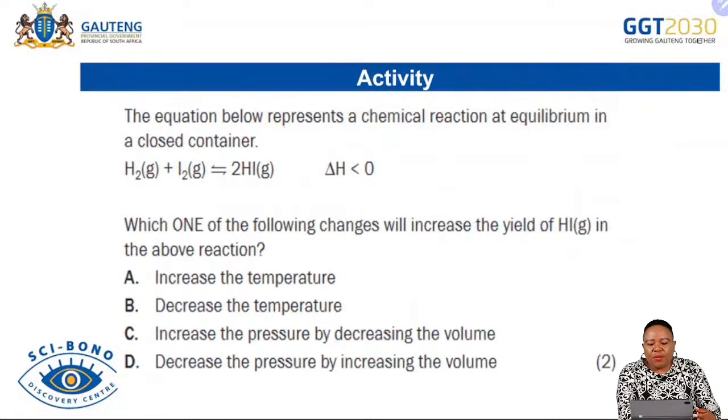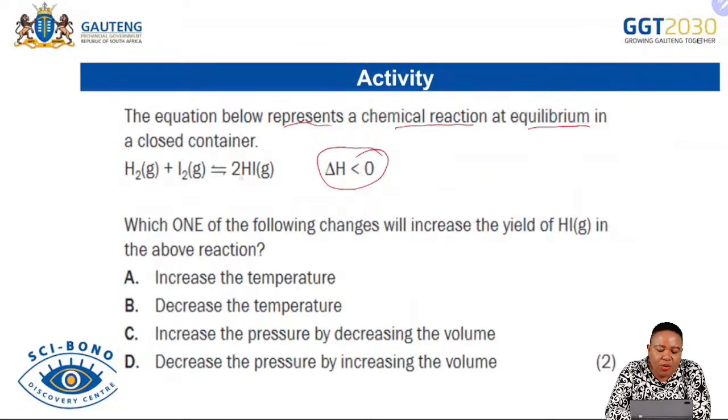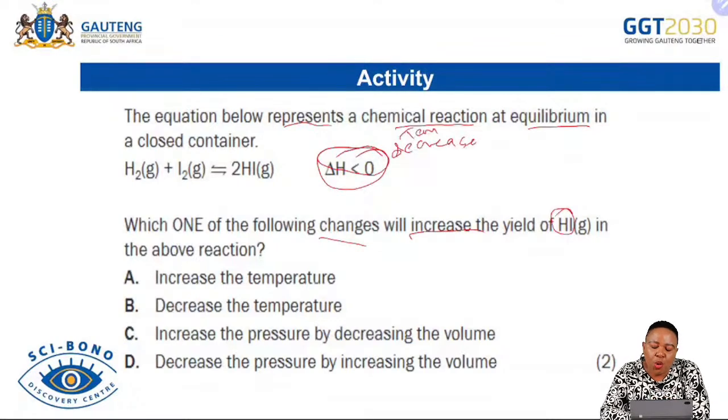The equation below represents a chemical reaction at equilibrium in a closed system. You can also see here we have another exothermic reaction, hydrogen and iodine giving hydrogen iodide. Which one of the following changes will increase the yield of HI? Already we know that if it is about temperature, the temperature must decrease, because this is an exothermic reaction.